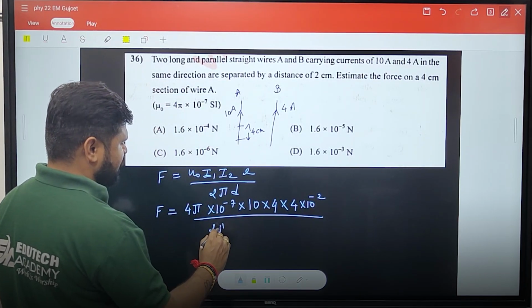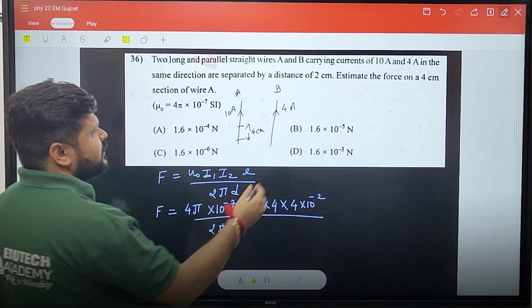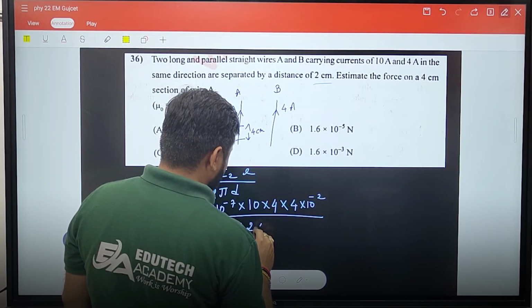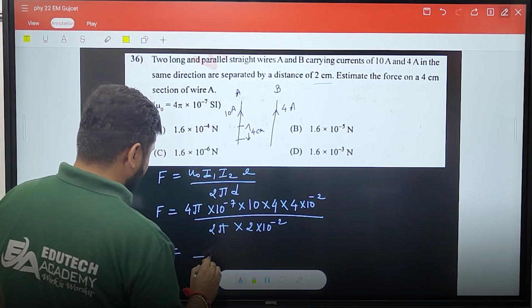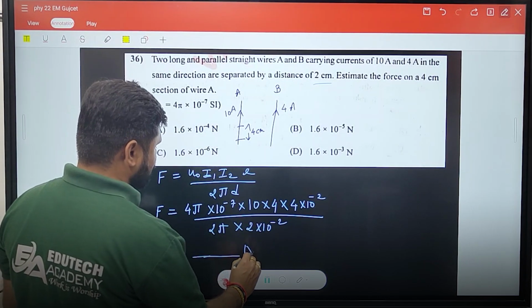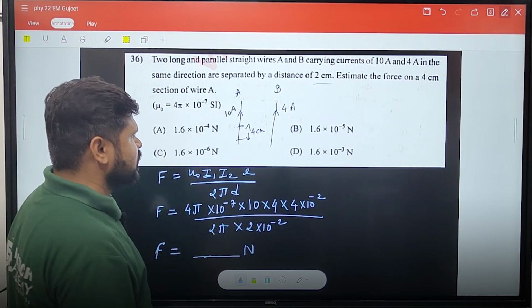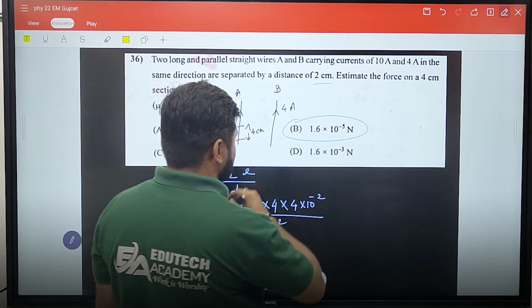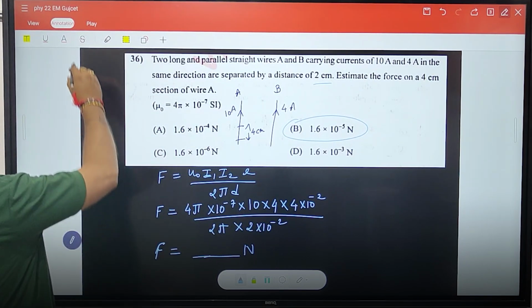2π will be cancelled. D, that is the distance between two wires, is given as 2 centimeters, so 2 into 10 raised to minus 2. So you can easily calculate this, and your final answer will be 1.6 into 10 raised to minus 5. This is the final answer. Next MCQ.